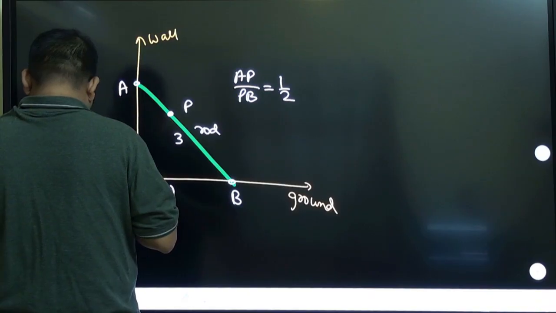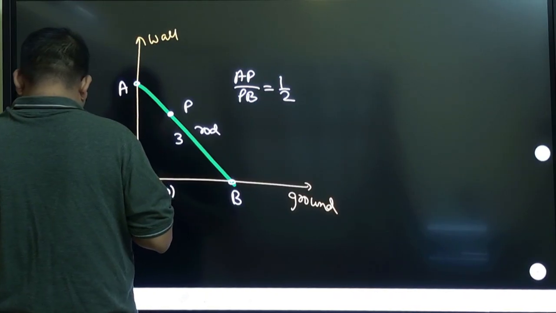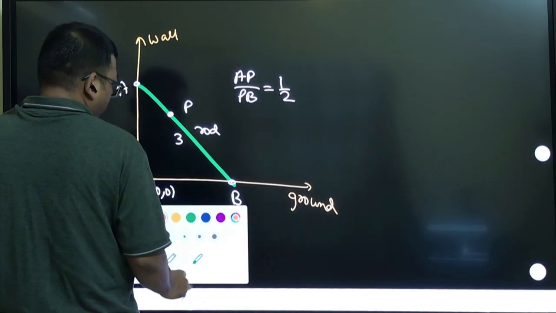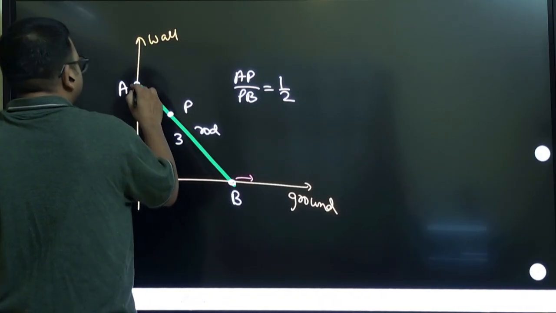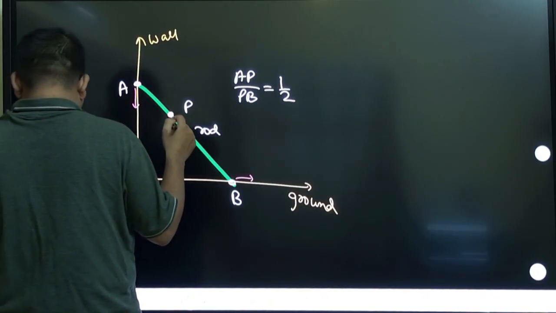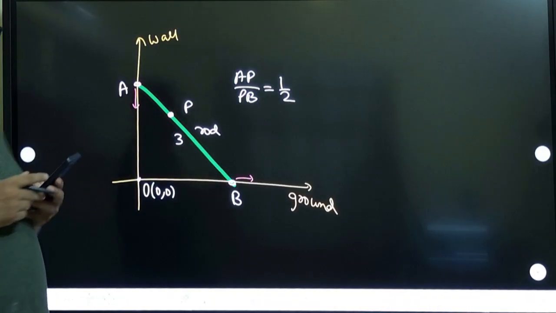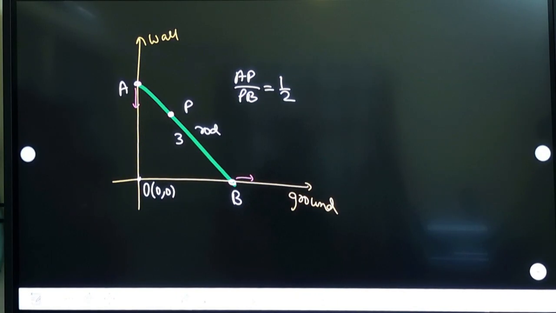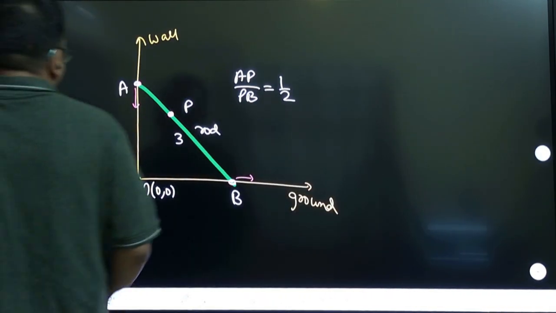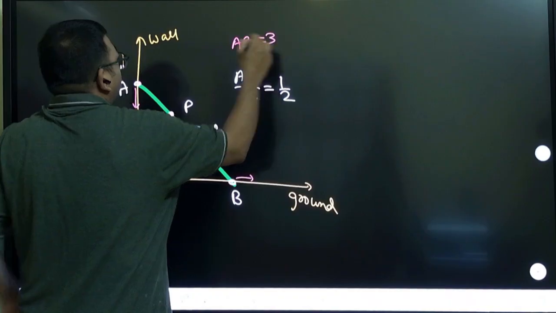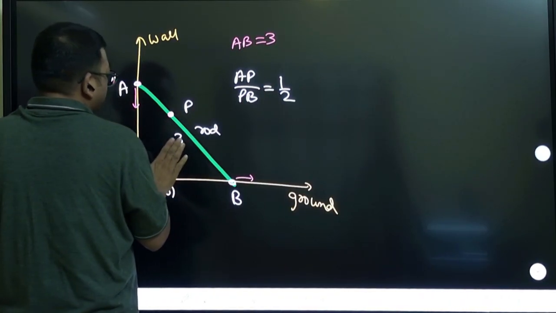If the rod slides along the wall, then the locus of P lies on. The question is, suppose this is sliding. Sliding means this point B is going this way, and this point is coming this way. So how does this point move? What is the equation of the path moved by the point P? It's a good question. This length AB, they have given us 3. I am writing here 3.